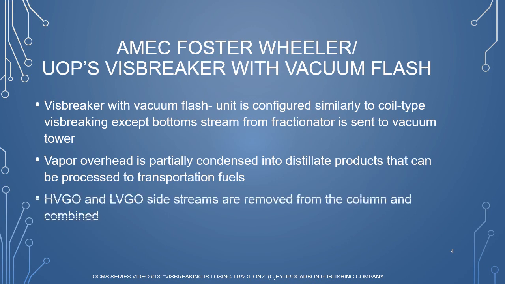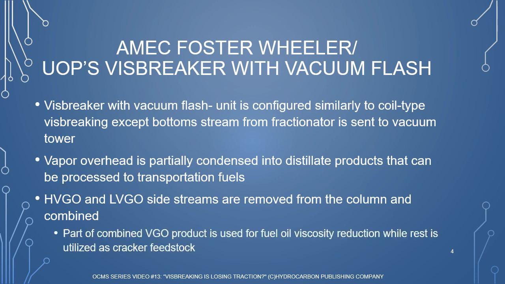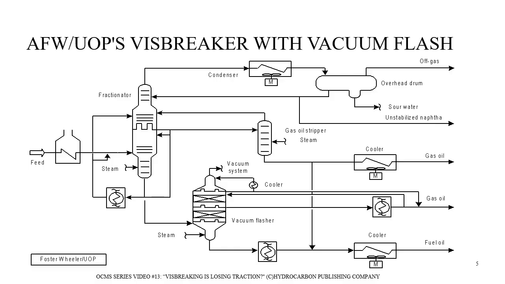Heavy vacuum gas oil and light vacuum gas oil side streams are removed from the column and combined. Part of the combined vacuum gas oil product is used for fuel oil viscosity reduction, while the remaining portion is utilized as cracker feedstock. This process diagram depicts McDermott Foster Wheeler UOP's visbreaker with vacuum flash.